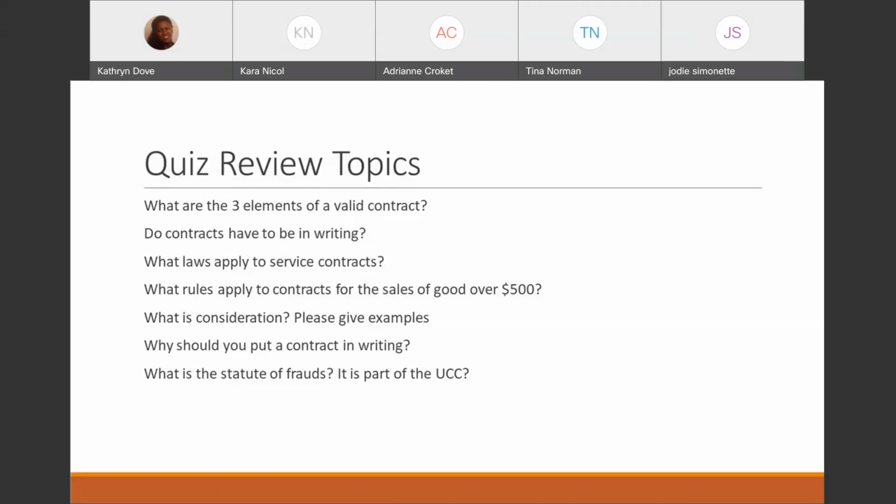Okay, Tina. Jody told us that the 3 elements of a contract are offer, acceptance, and consideration. What is consideration? Considerations are payment or whatever the seller is getting in return, or excuse me, the buyer gets in return. Okay.